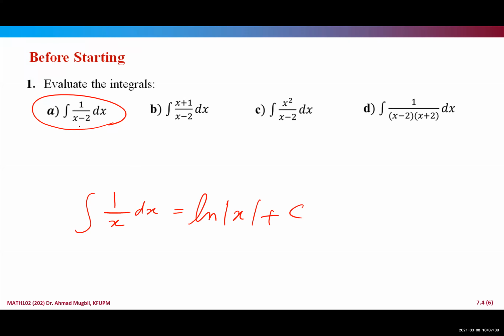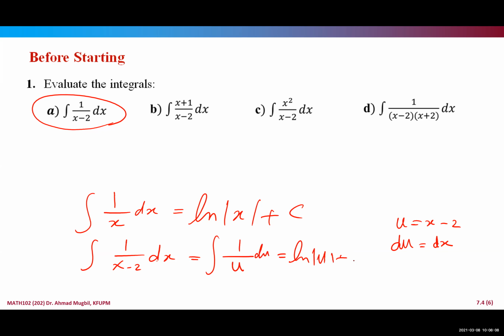So because of that, what will be the integral of 1 over x minus 2 dx? If you want to use the substitution, Khalid, you will put u equals x minus 2. What will be du? 1 dx. Yeah, right. So this will be u, and 1 dx will be du. So what is the integral of 1 over u du? It will be ln the absolute value of u plus c. So this means that this integral is just ln the absolute value of x minus 2.